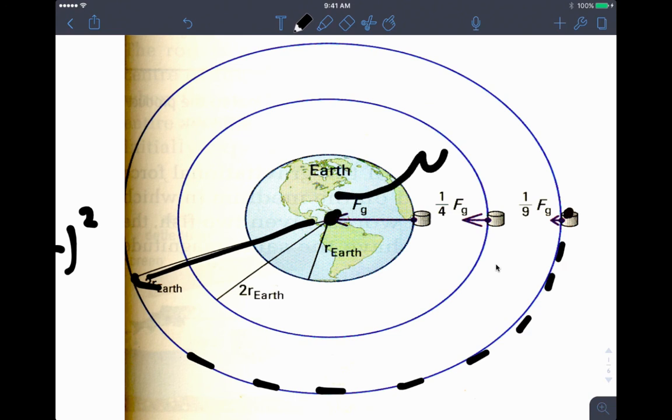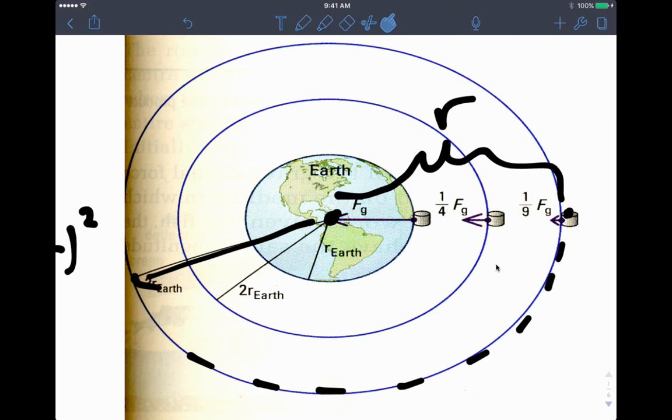You'll see me sketching that, or recognizing that r is the distance between the center of mass of, in this case, the Earth, to the mass of the satellite. We're going to be learning about satellites really quick here.